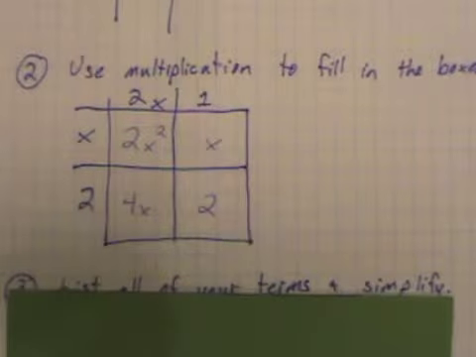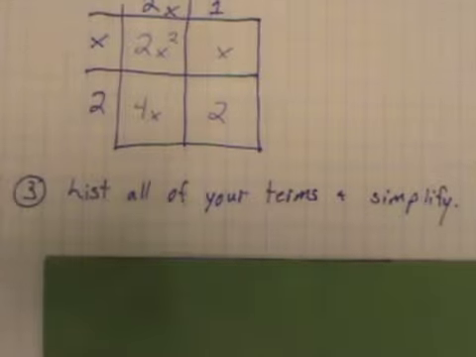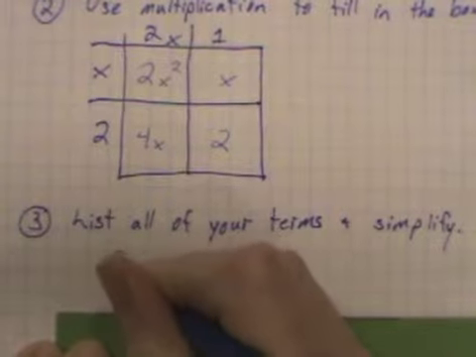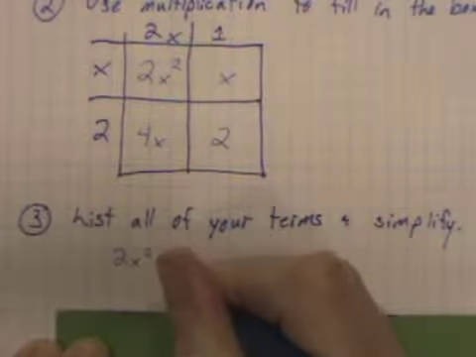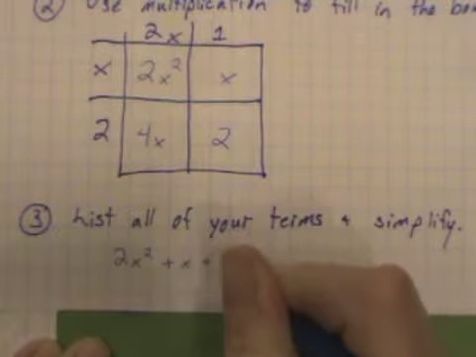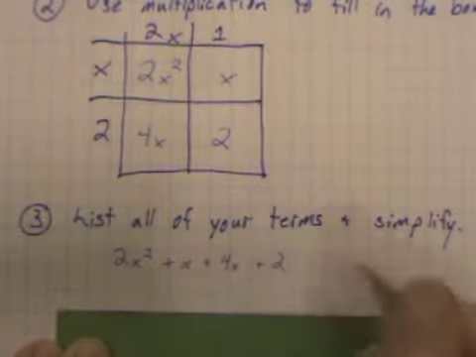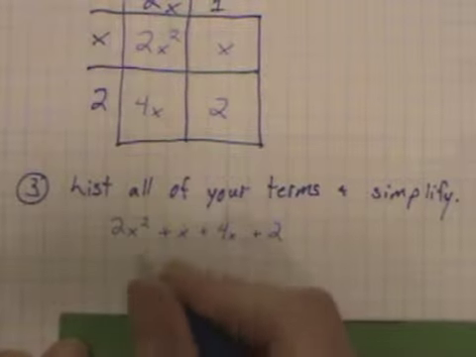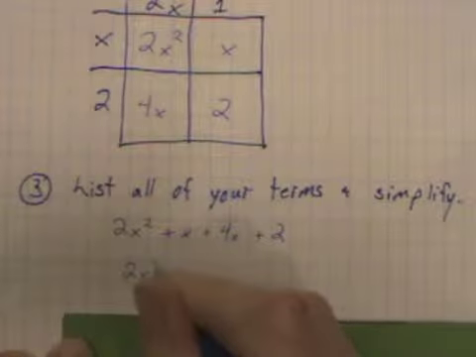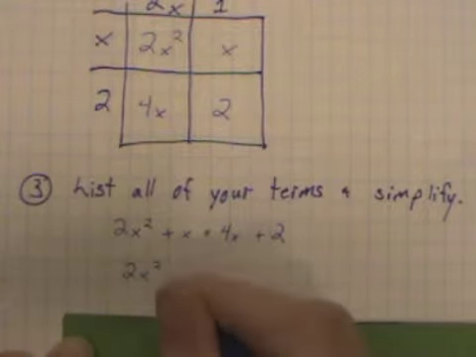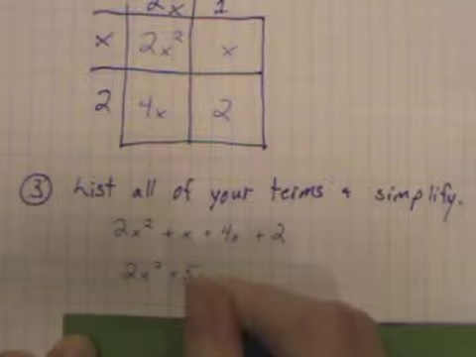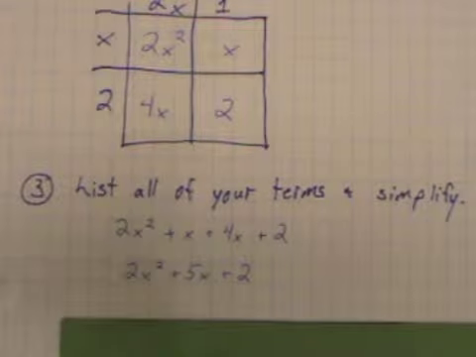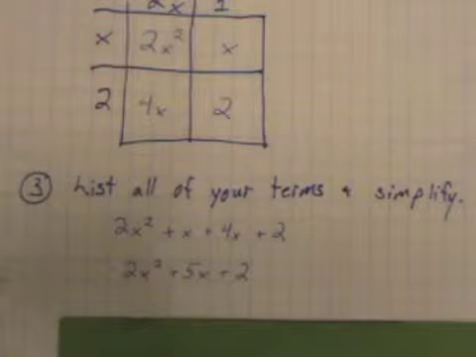Third step, list all of your terms and simplify. Well, we have 2x squared plus x plus 4x plus 2. When we simplify that, we only have one x squared term, so we don't do anything to that. We have 2 x terms, we add those together, that becomes 5x, and one constant, that stays the same. That's your answer to that multiplication problem.